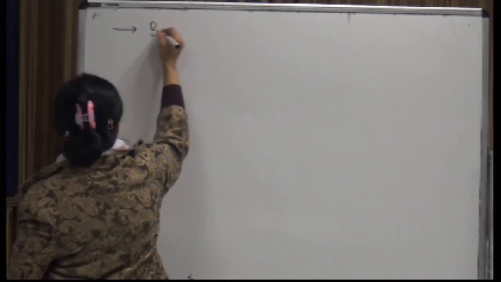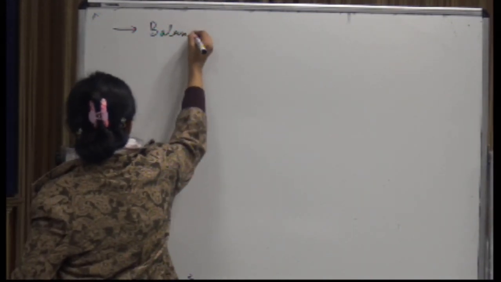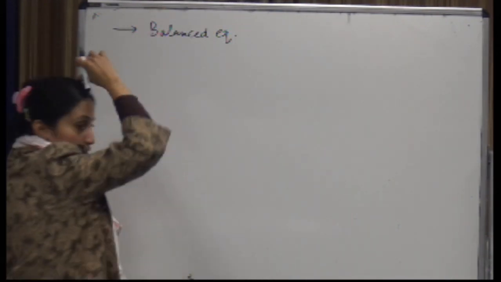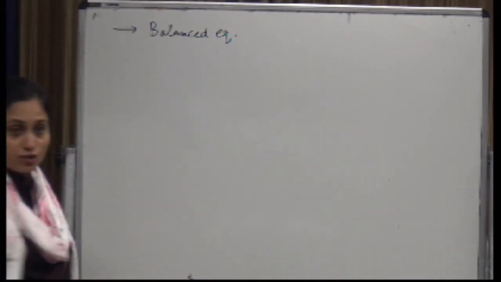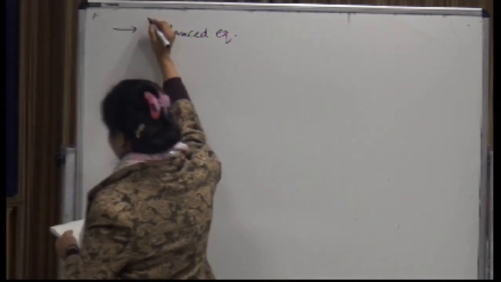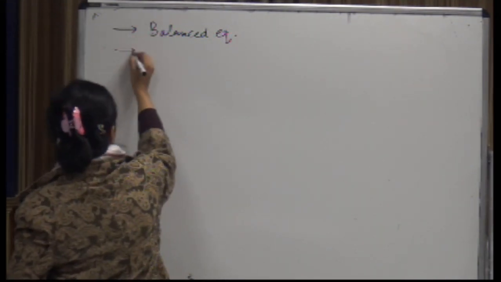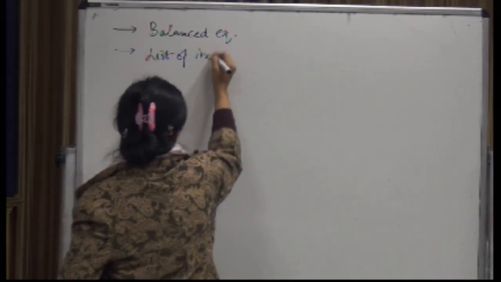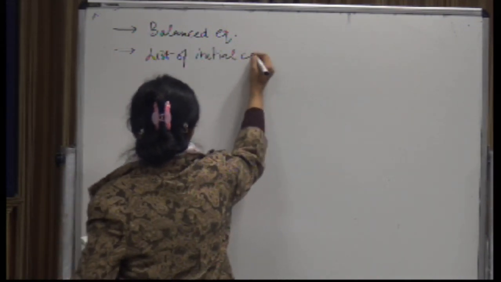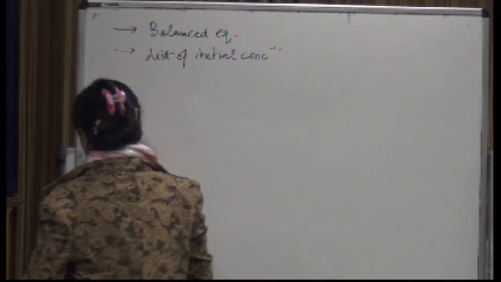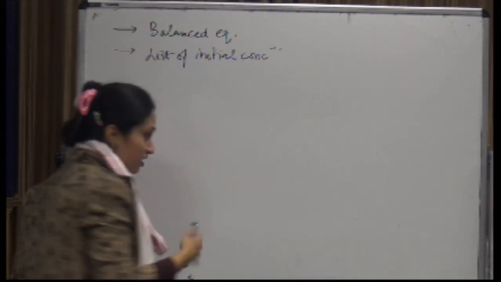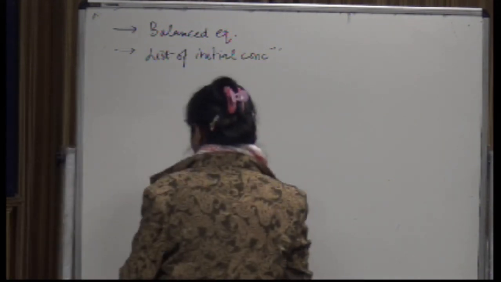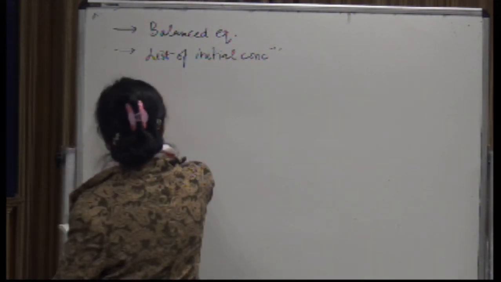First of all, you should be writing down the balanced equation. In order to solve any question, in order to calculate the equilibrium concentrations, first of all you should write down the balanced equation. Then make a list of initial concentrations, the change in the concentrations in going from one state to another, and also the equilibrium concentrations, which are generally written underneath.